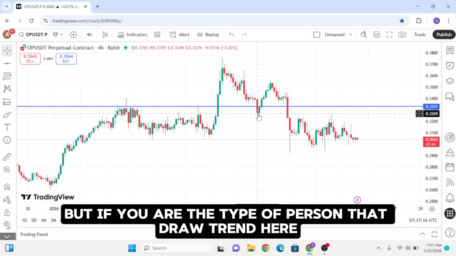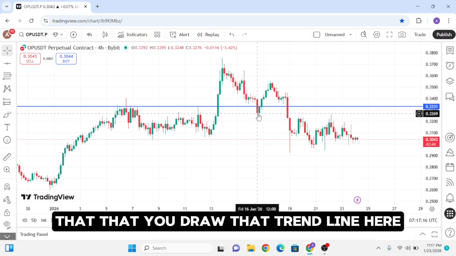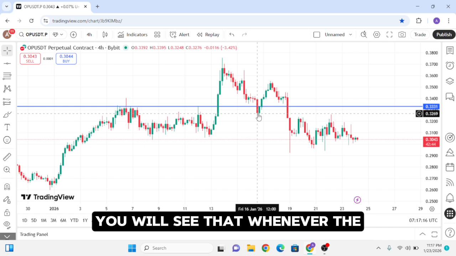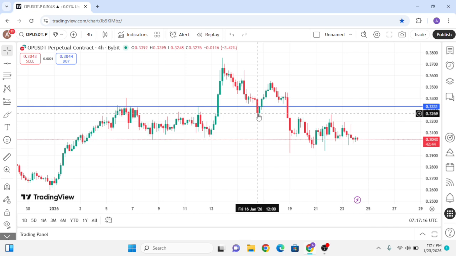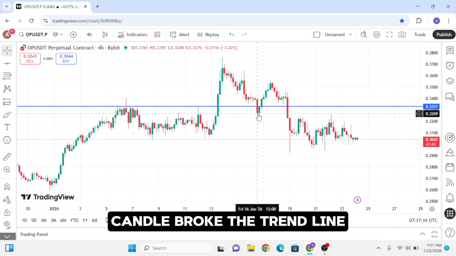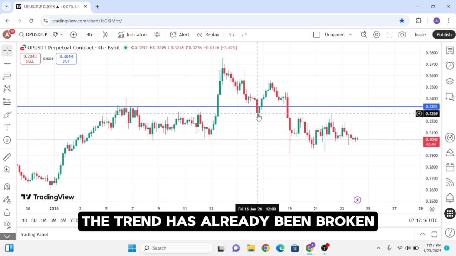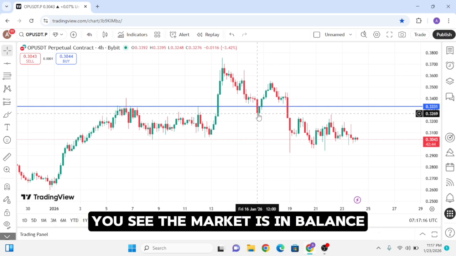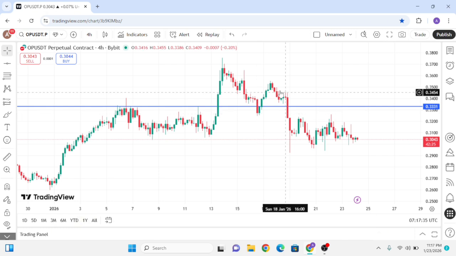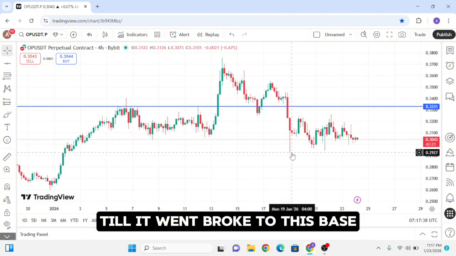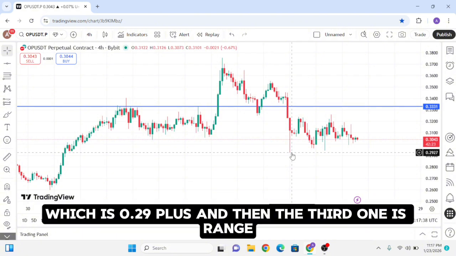But if you are the type of person that draws a downtrend line here, you will see that whenever the candle broke the trend line, the trend has already been broken. And then what happened again? You see the market is imbalanced. So it broke into this space, which is 0.29 plus.